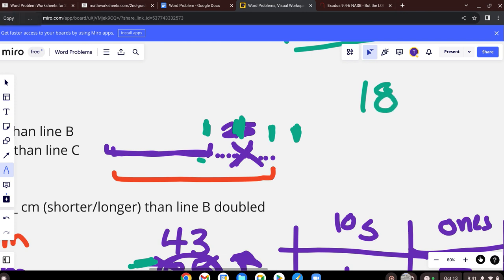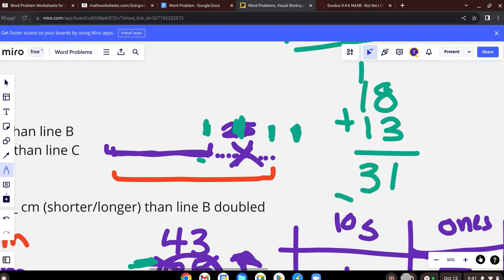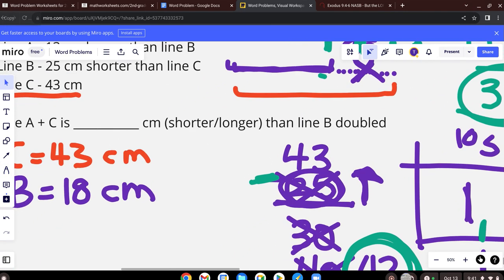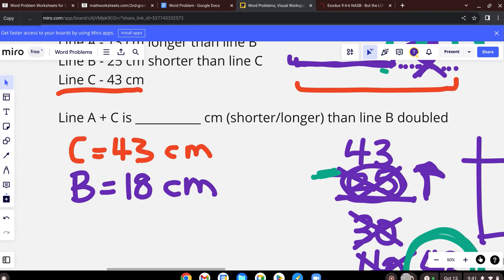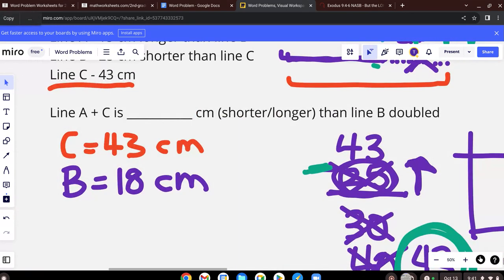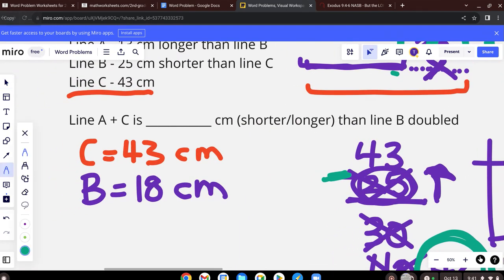18 and what do we do? Add 30. Yes. 8 plus 0 equals 8. Correct. That was fast. 1 plus 3 equals 4. You're fast.